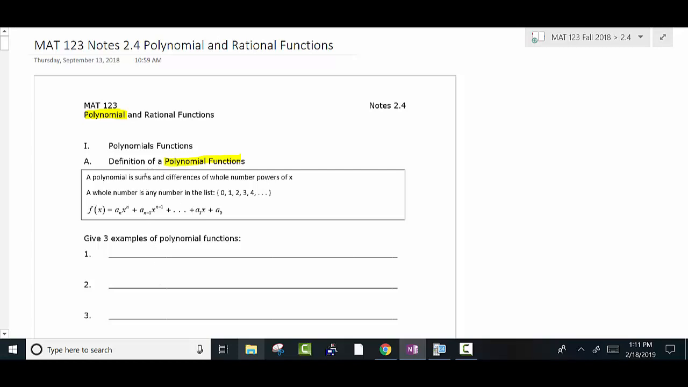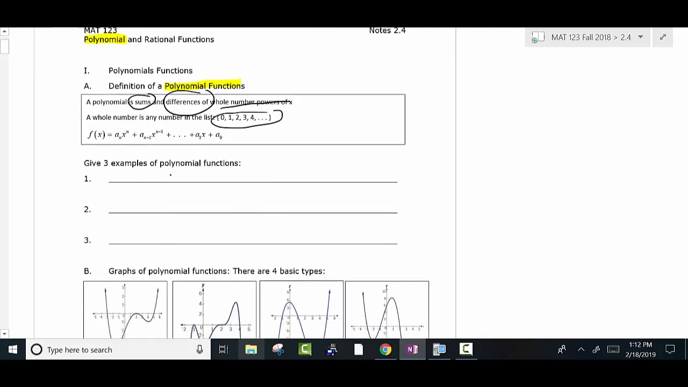A polynomial just means you have sums and differences. You just add and subtract whole number powers of x. Whole numbers are numbers like 0, 1, 2, 3, 4, numbers you count with, but starting with 0. Let me show you 3 examples of polynomials. You just want to get in your mind what they look like.